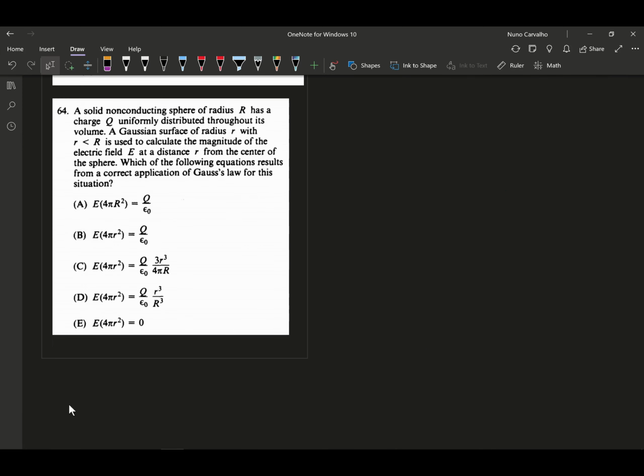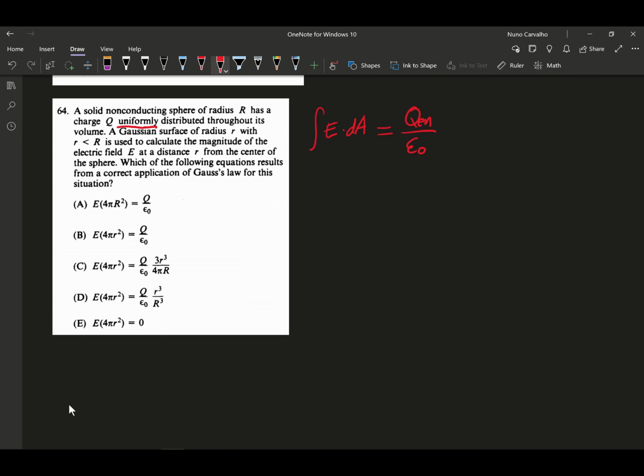Number 64 is a very classic Gauss's law problem. We're told that we have a solid non-conducting sphere of radius R that has a charge Q that is uniformly distributed throughout its volume. And we're told that we have a Gaussian surface of radius little r, which is going to be inside of the sphere, so it's less than big R. And we are using it to calculate the electric field E. Okay, so as you should know, Gauss's law tells us that the integral of E dot dA is going to be equal to the enclosed charge over the permittivity of free space constant.